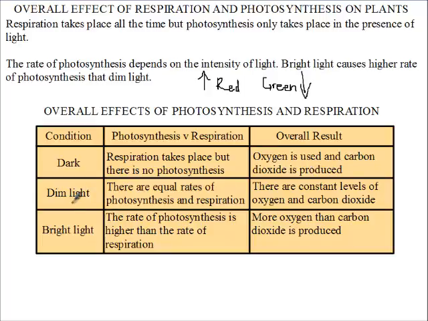In dim light, when the light is not so bright, there are equal rates of photosynthesis and respiration. So as oxygen is being used up, the same amount of carbon dioxide is being given out. So there are constant levels of carbon dioxide and oxygen. As oxygen is being used, carbon dioxide is given out.